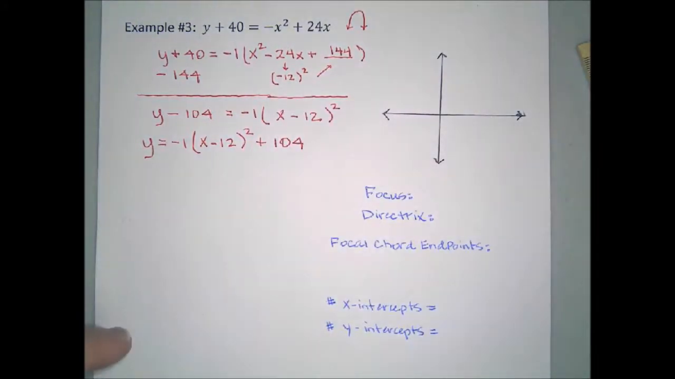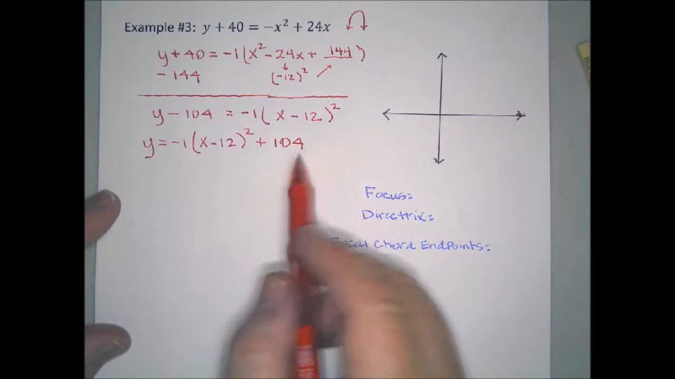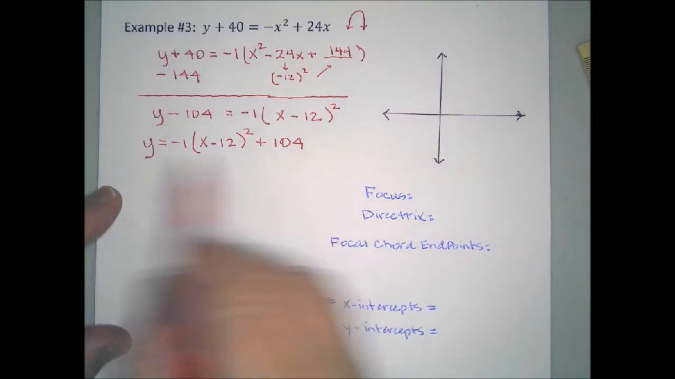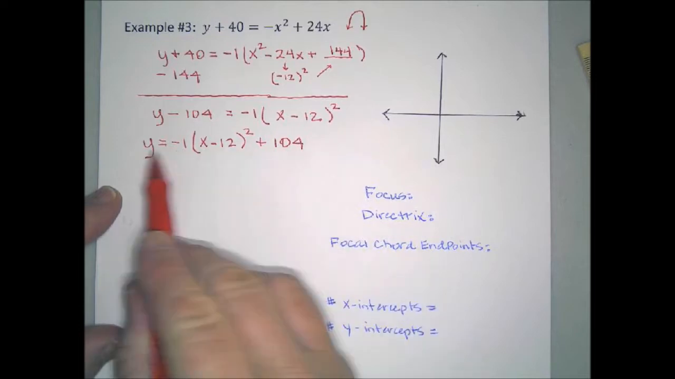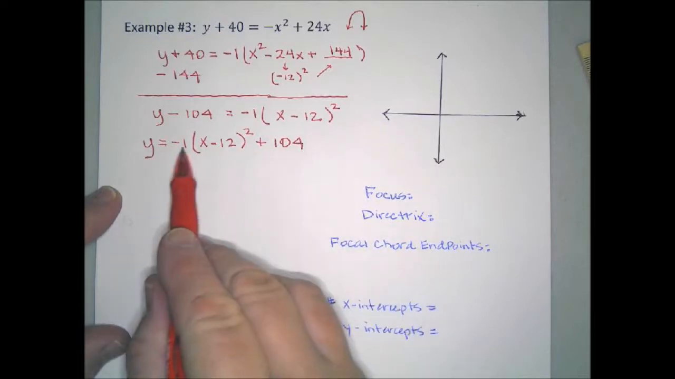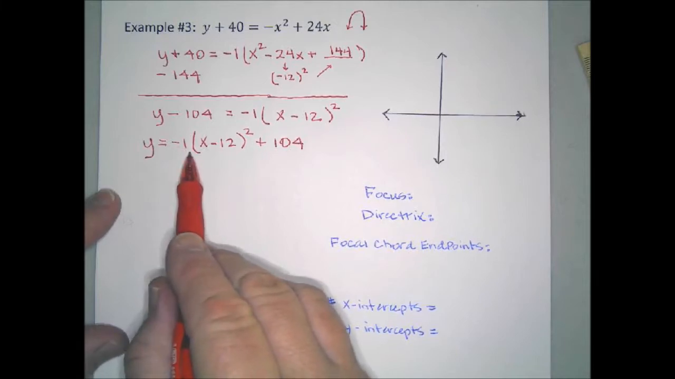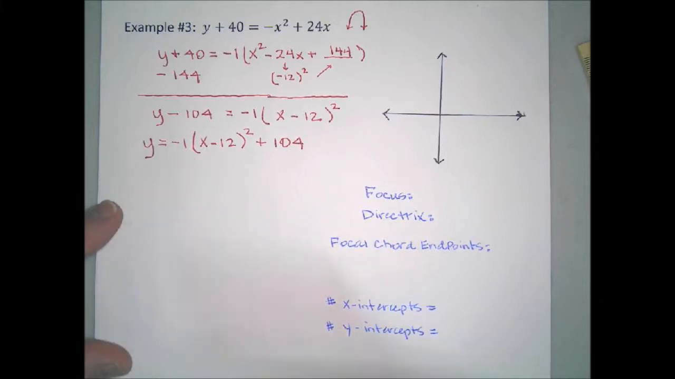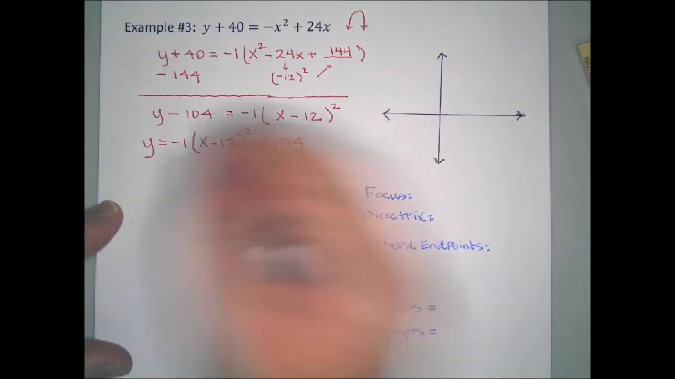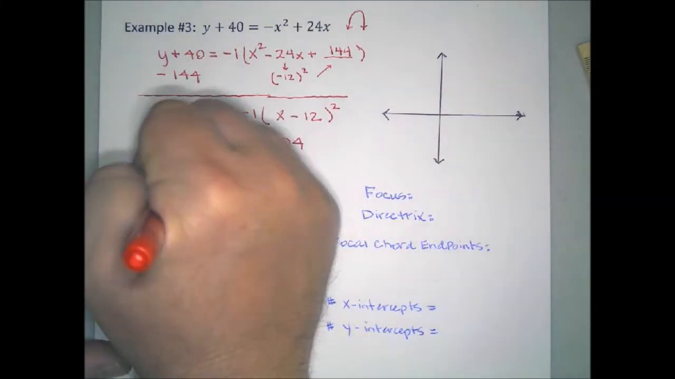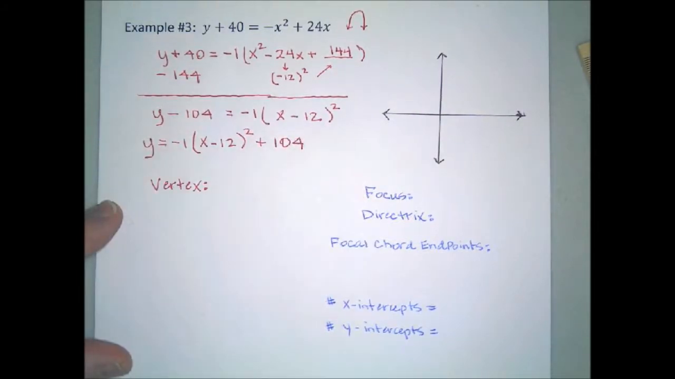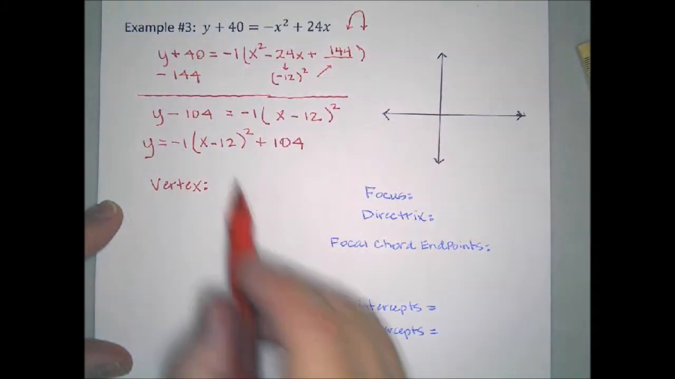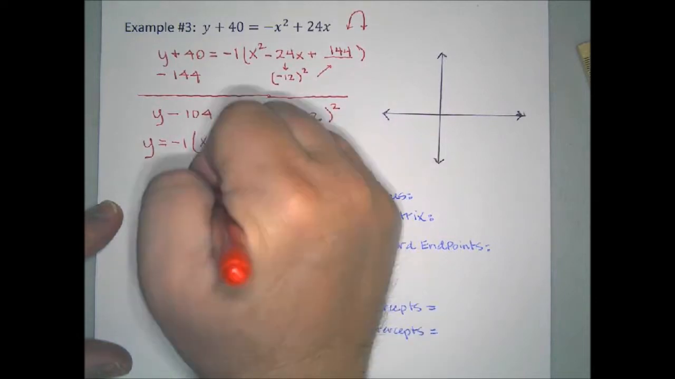Now I know a lot of things about this parabola. I knew all along it was going to be a down parabola. Well, now I have it in descriptive form, so I know for sure that leading coefficient right there, the a value, is negative 1. But I also know the vertex. The vertex of this parabola is at positive 12, 104.